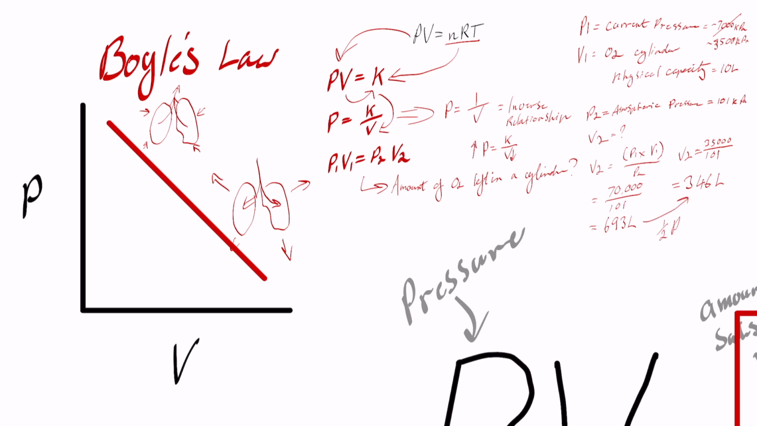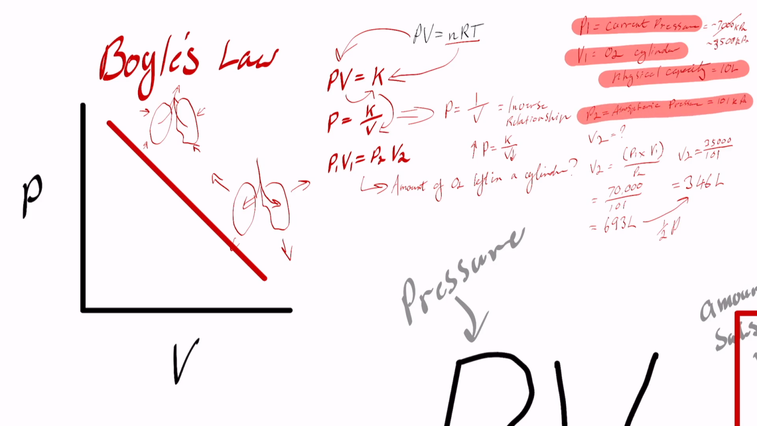So this is how you would figure out how much oxygen is left in the tank, because you know what the starting pressure is, you know what the volume of the tank is, you know what atmospheric pressure is, which is what the oxygen is being released into. So then you can figure out how many liters of oxygen is in the oxygen tank.